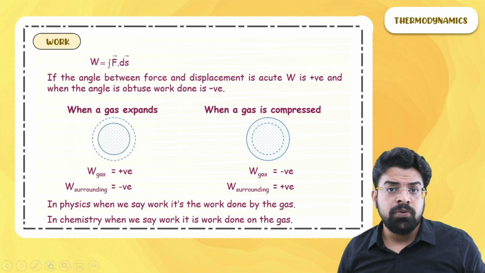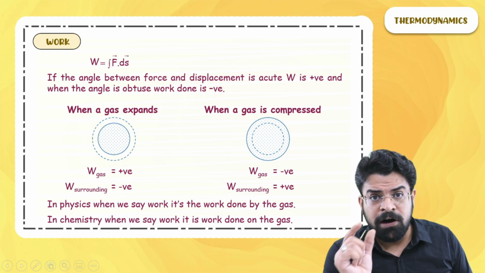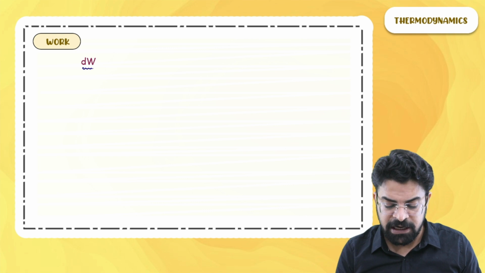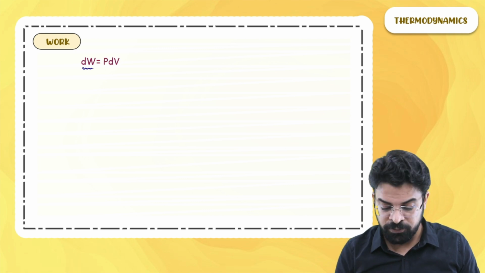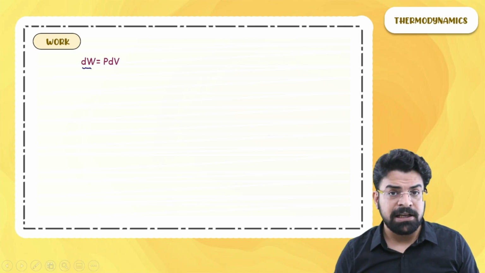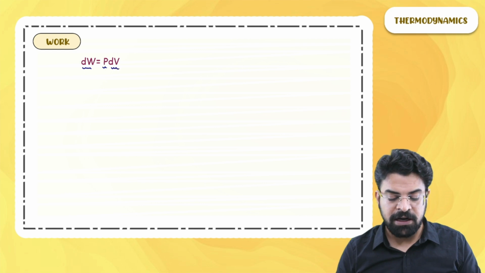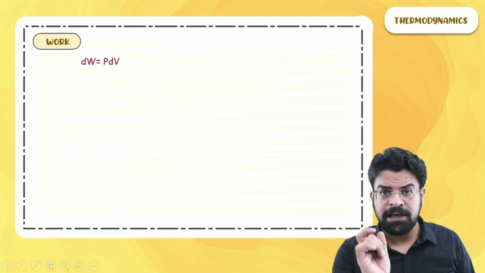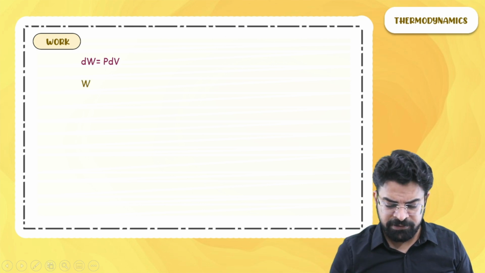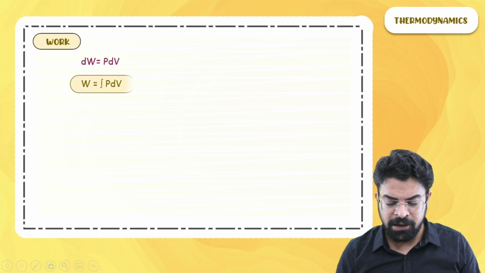Now, going on to the definition of work done by the gas. We say the infinitely small work done by the gas equals pressure multiplied by the infinitely small change in volume. dW equals PdV. Integrating both sides, we get the work done equals the integral of PdV.